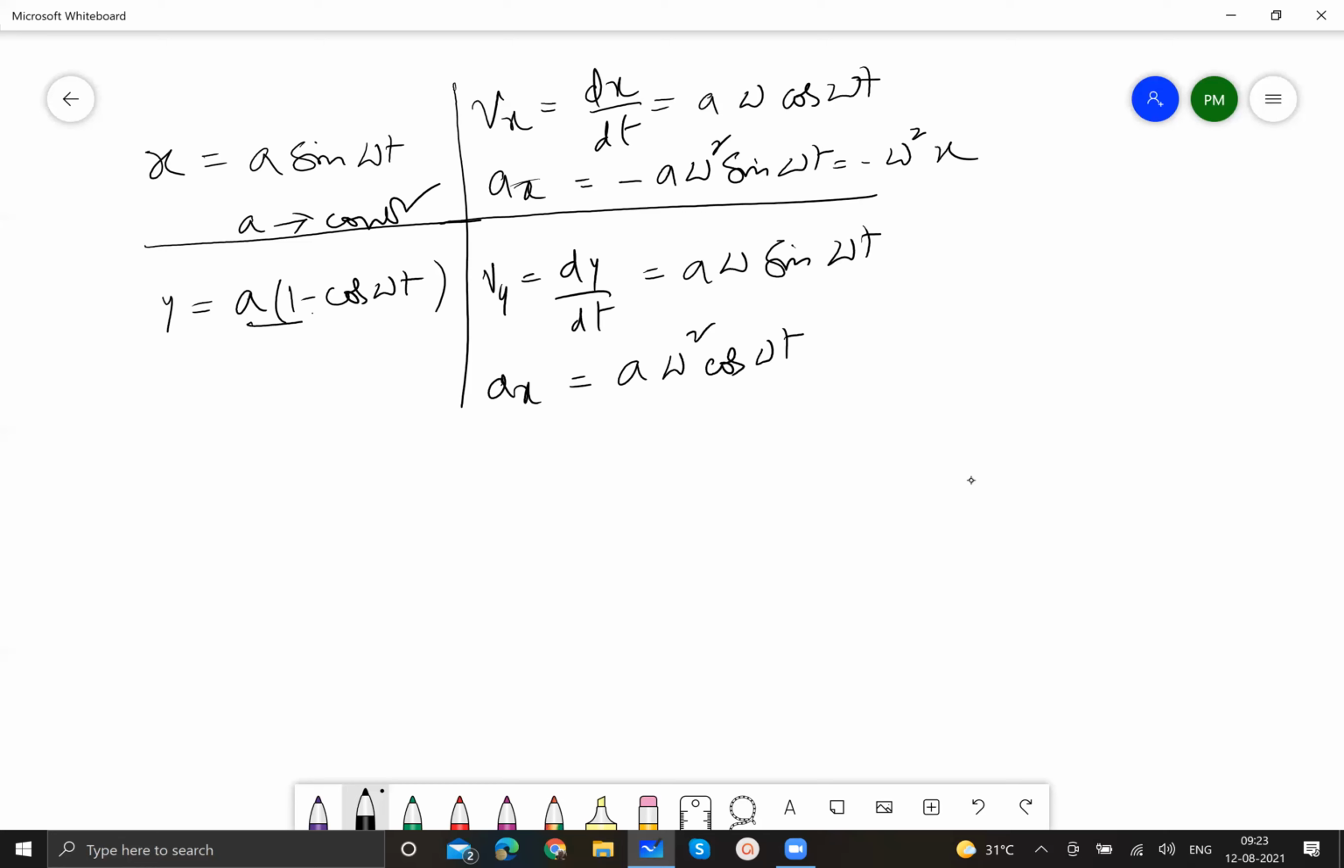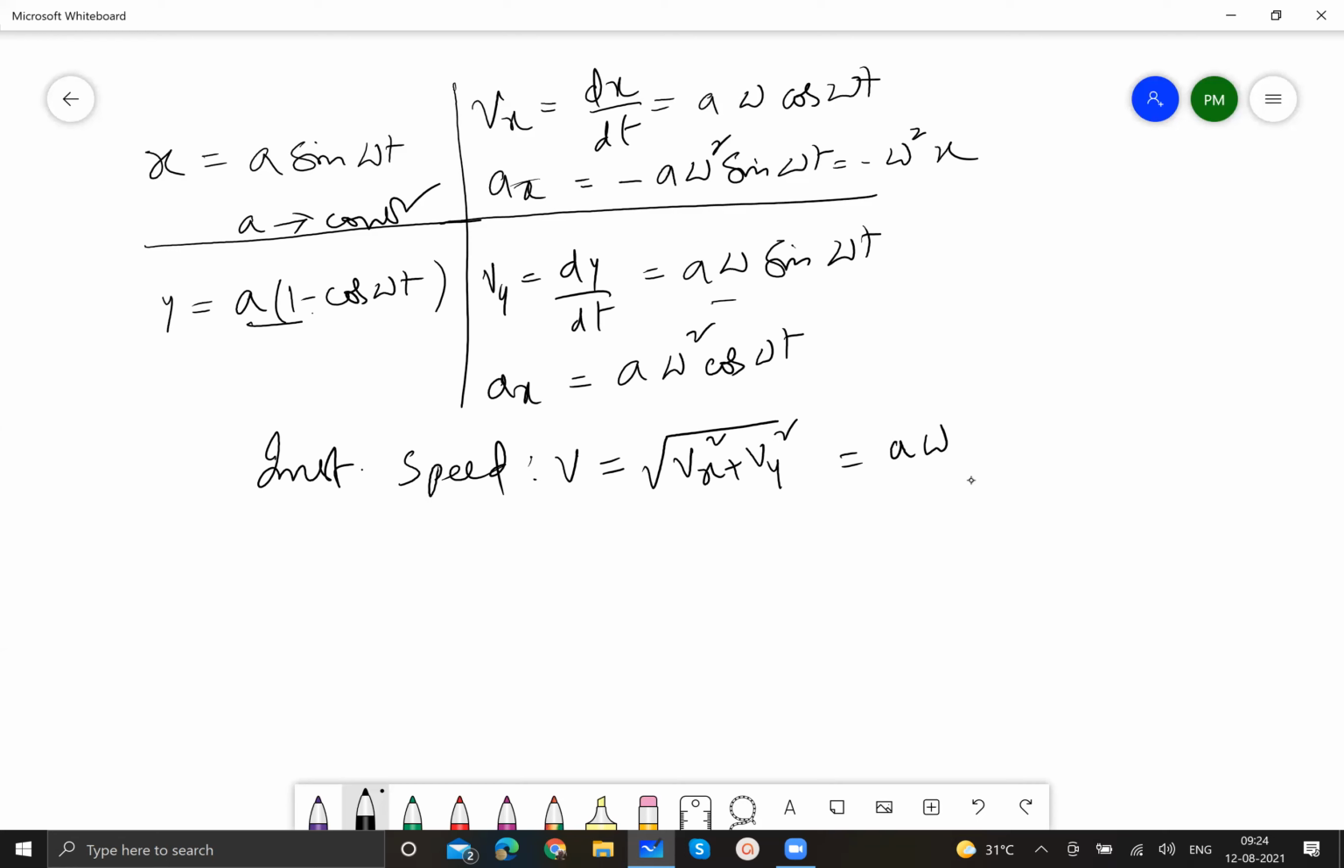So x and y are the instantaneous positions. Vx, ax, vy, ay are instantaneous velocities and accelerations in two mutually perpendicular directions. Therefore, we get the instantaneous speed, or the magnitude of velocity, is root of Vx square plus Vy square. So Vx is a omega cos omega t, Vy is a omega sin omega t. So it is a omega into root of sin square omega t plus cos square omega t. Anyhow, it becomes 1. Therefore, it is a omega.